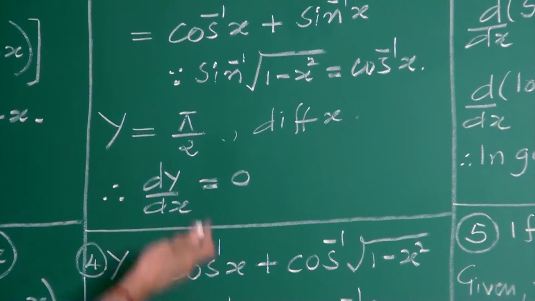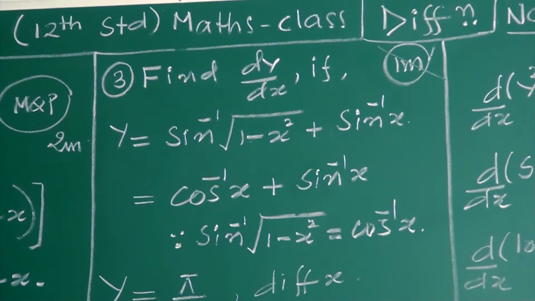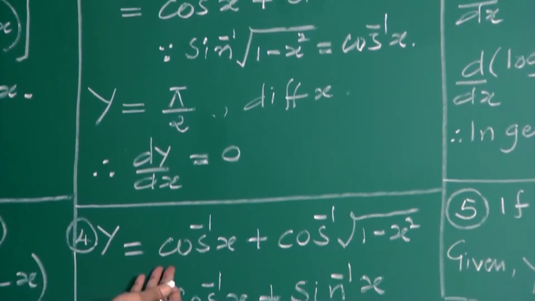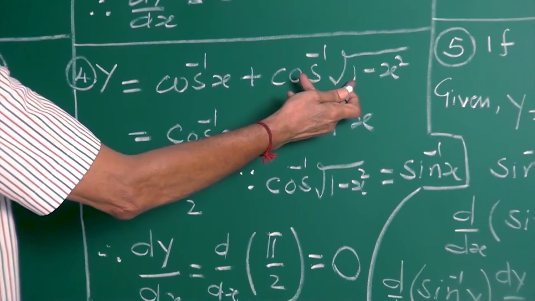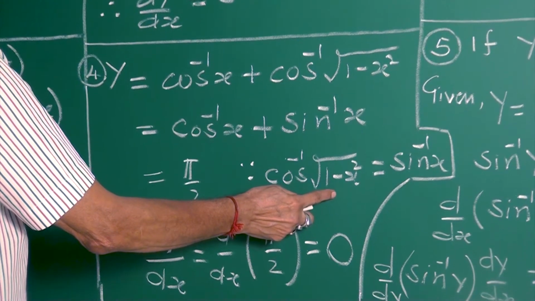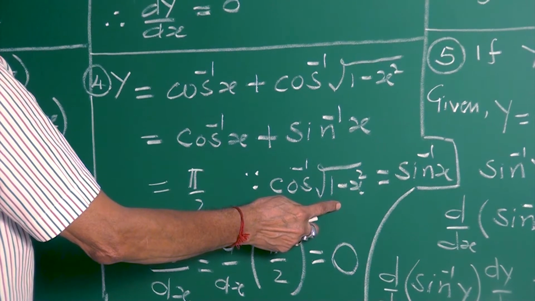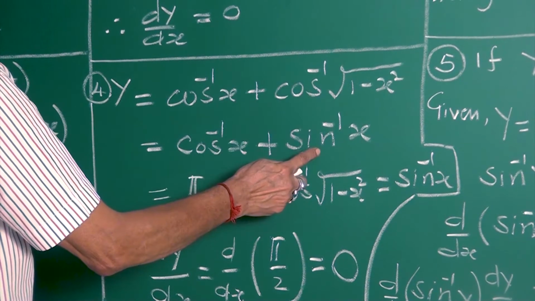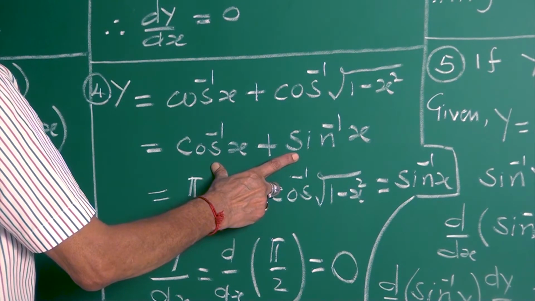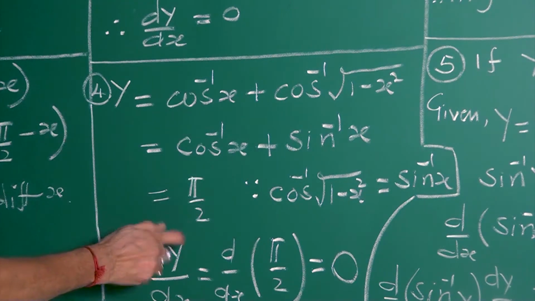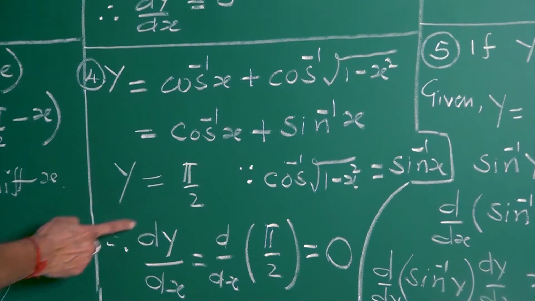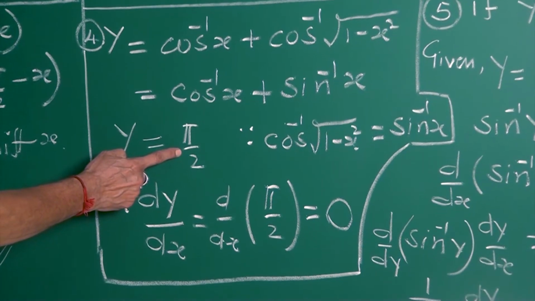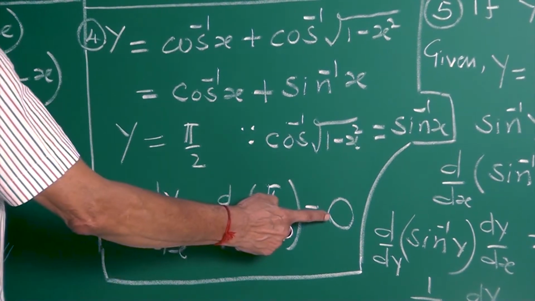Next example, my friends. In the previous case, both are sine. In this case, both are cos. Find dy by dx if y equals cos inverse x plus cos inverse root 1 minus x square. A property proved in ITF, so it is nothing but sine inverse x. Once again, cos inverse x plus sine inverse x, by making use of the property done in ITF, is pi by 2. Again, derivative, pi by 2 being a constant, its derivative is 0.